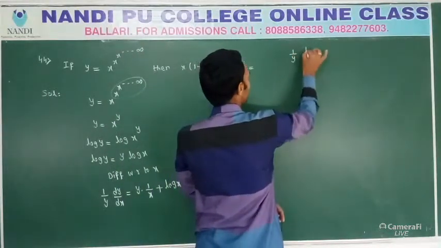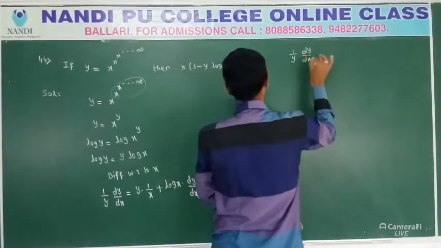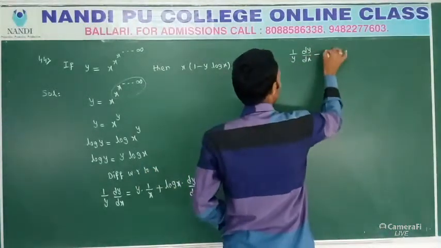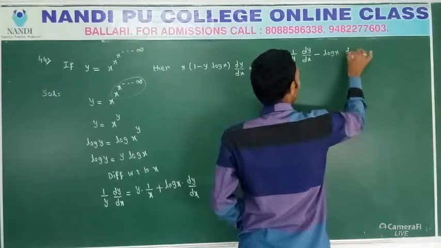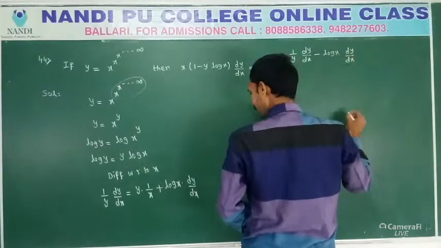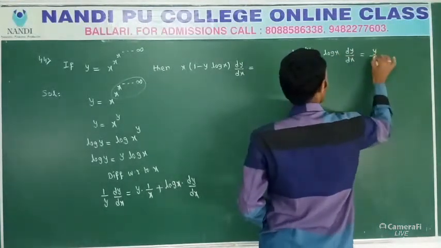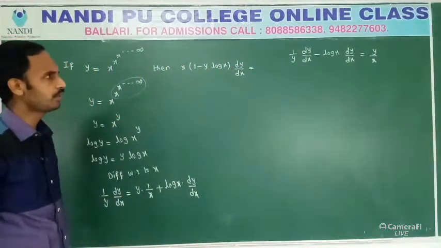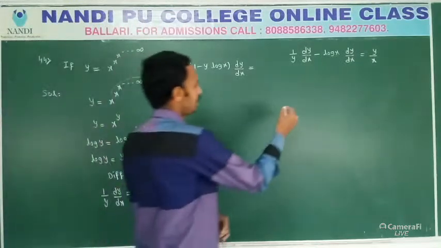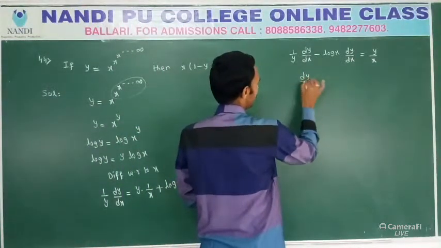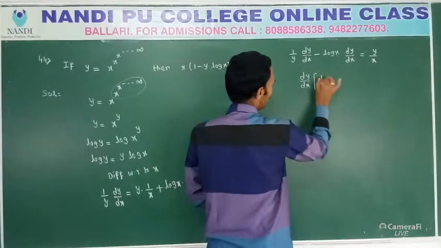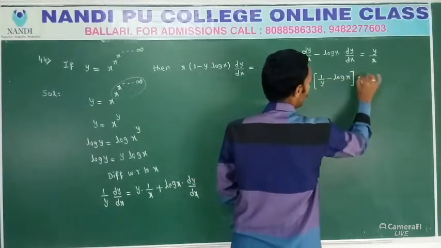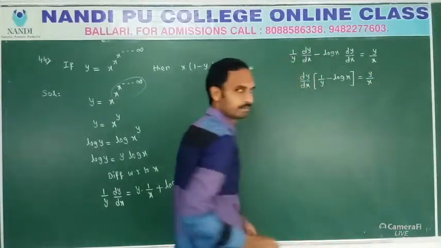1 by y into dy by dx, log x into dy by dx. Send that side: minus log x into dy by dx is equal to y by x. Okay, what can you take common? Take dy by dx common. First term 1 by y minus log x is equal to y by x.